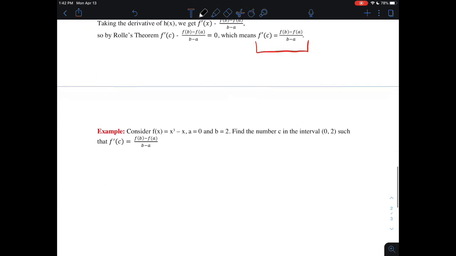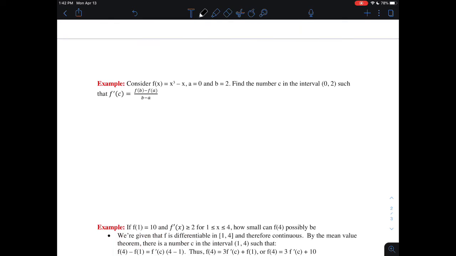So now let's look at an example. Consider f of x equal to x cubed minus x and a equals 0 and b equal 2. Find the number c in the interval 0, 2 such that f prime of c is equal to f of b minus f of a divided by b minus a. So first let's find a few things. The derivative of f would just be the derivative of x cubed, which is 3x squared, minus the derivative of x, which is 1. We also need to know what is f of b and f of a.